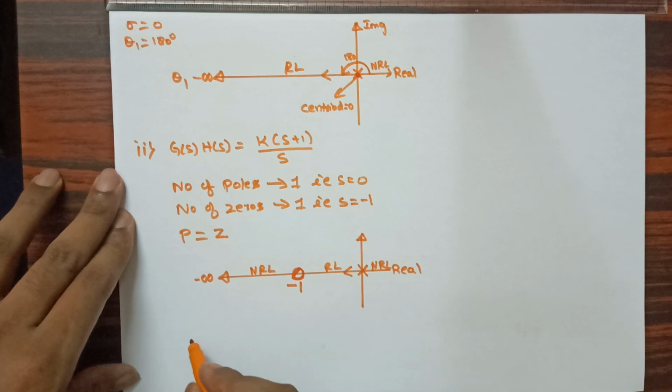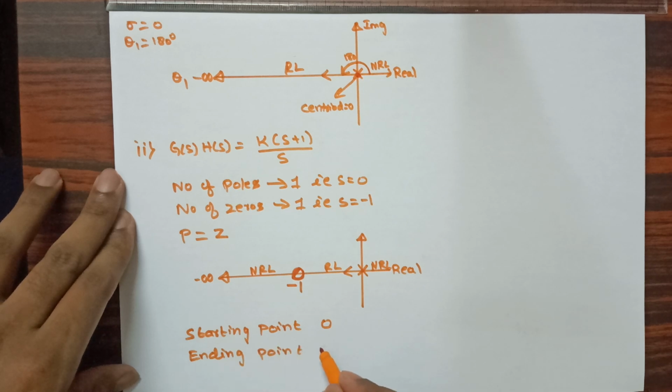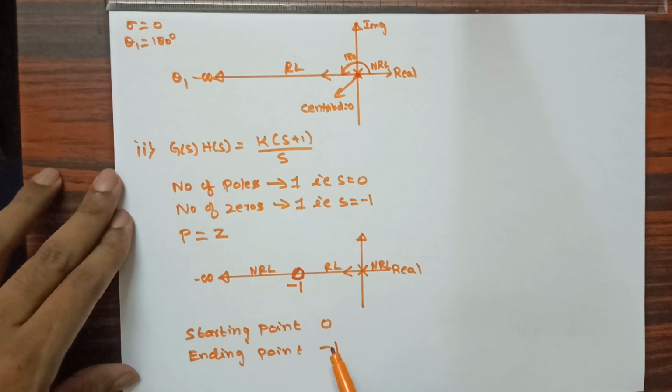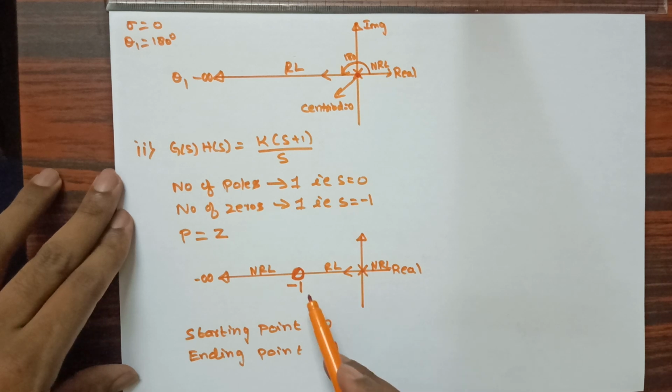In this, one pole was there and it ended at one zero. Now in this the starting point is 0 and the ending point is minus 1. So this is what we have shown in the pole-zero plot. The starting point is at the origin, s equal to 0, and the ending point is on the real axis, that is minus 1 in this problem.